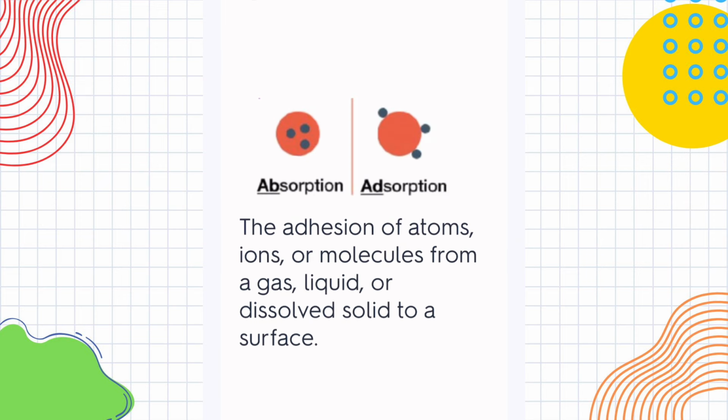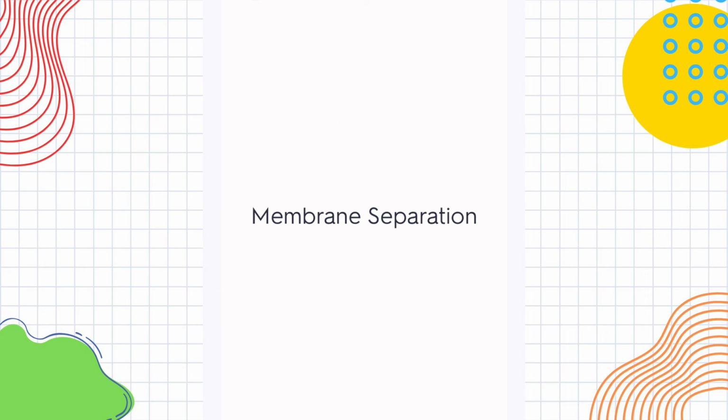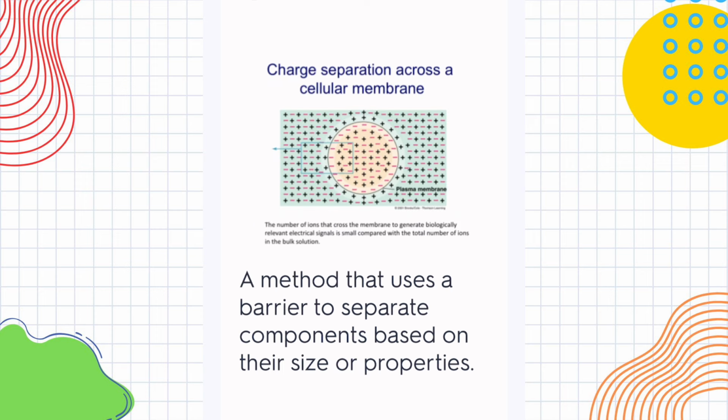Adsorption. The adhesion of atoms, ions, or molecules from a gas, liquid, or dissolved solid to a surface. Membrane separation. A method that uses a barrier to separate components based on their size or properties.